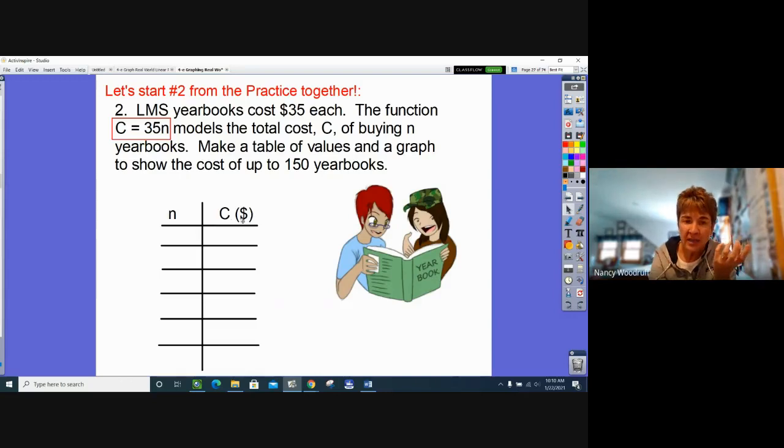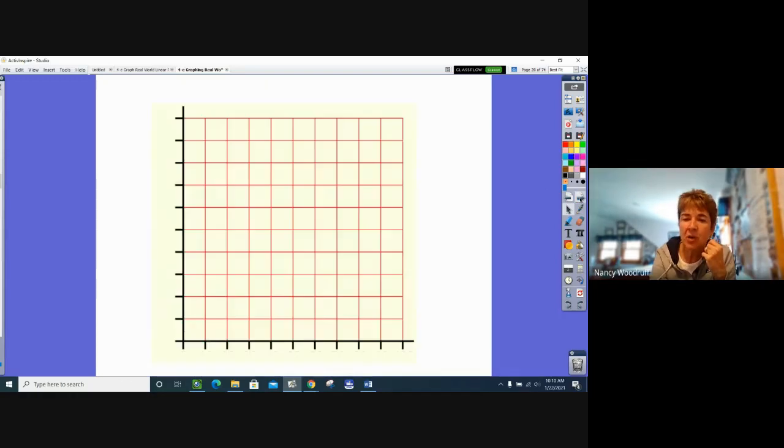The cost was waiting for the math to happen. That's your dependent variable. That was your C. So this is your Y and this is your X. So when we come over here, X is going to be the number of yearbooks, and Y is going to be the total cost in dollars. So we're going to put those labels. So down here, write the number of yearbooks, write the words. And over here, you can even do it sideways or down, put the cost of yearbooks and put a dollar sign.